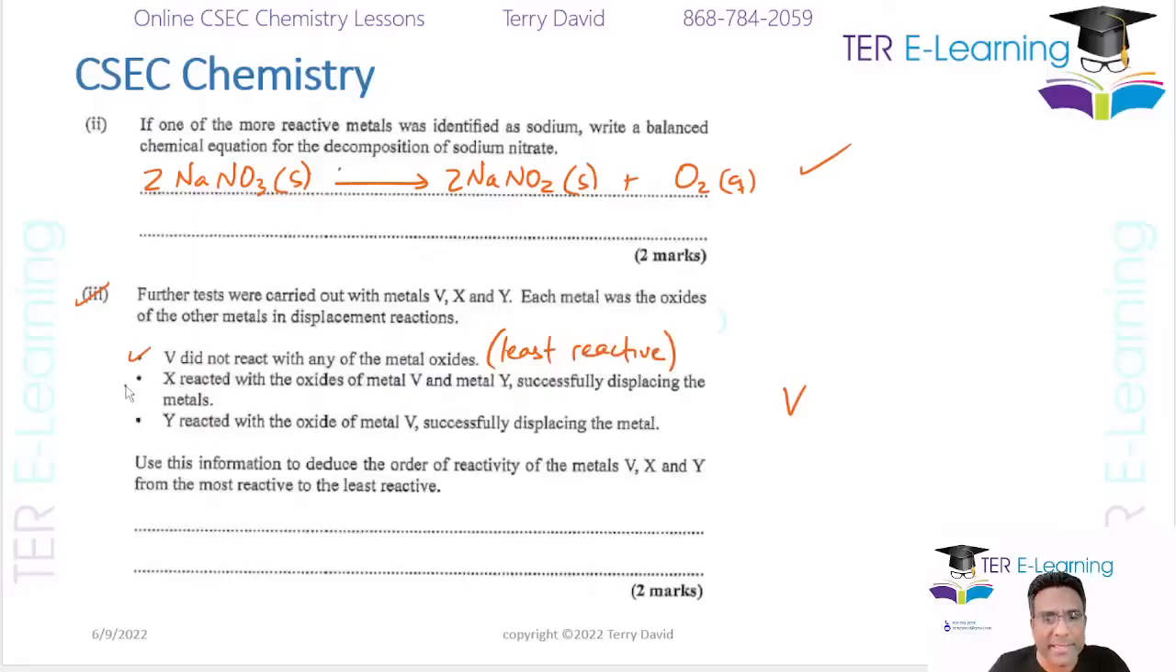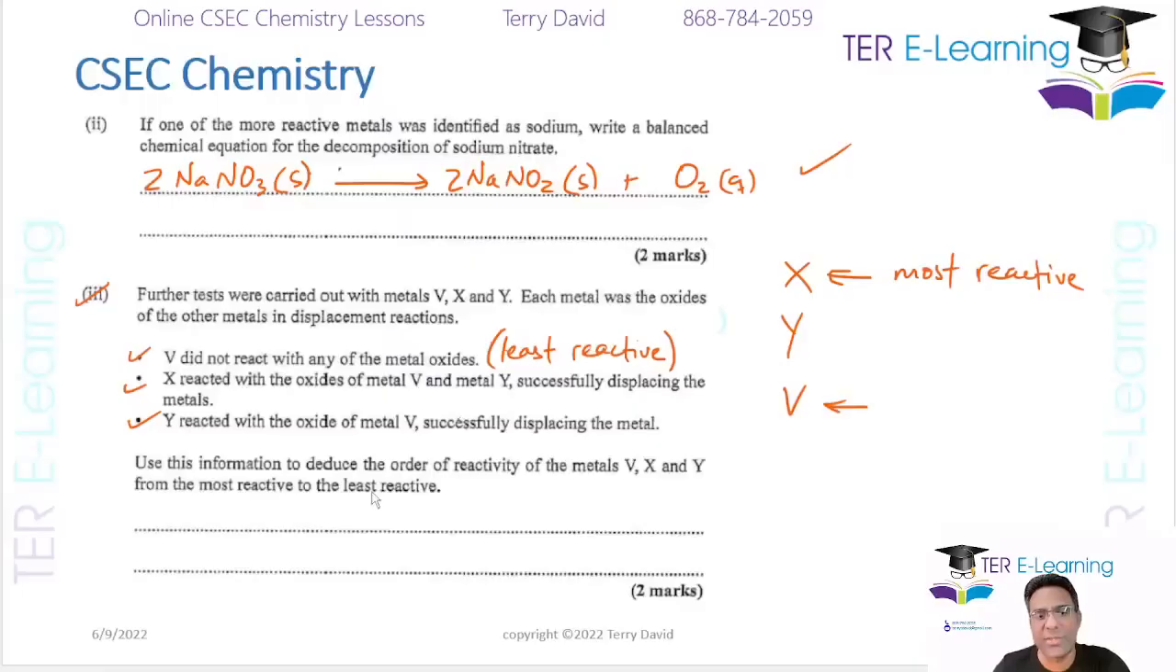Next thing, they said X reacted with the oxides of V and metal Y, successfully displacing the metals. So that is telling me that X is the most reactive. It's higher up in the reactivity series. And the next one here, Y reacted with the oxide of V, successfully displacing it. So what that means is that Y falls here. So therefore, this here is your most reactive, and we already know that this one here is the least reactive.